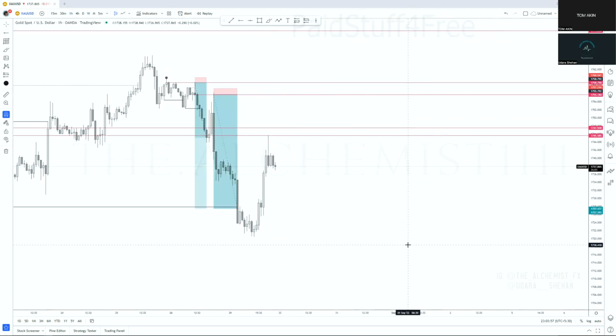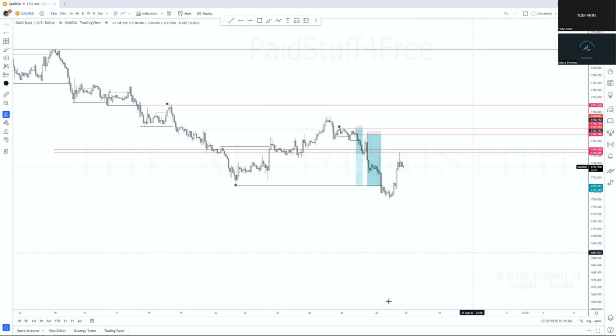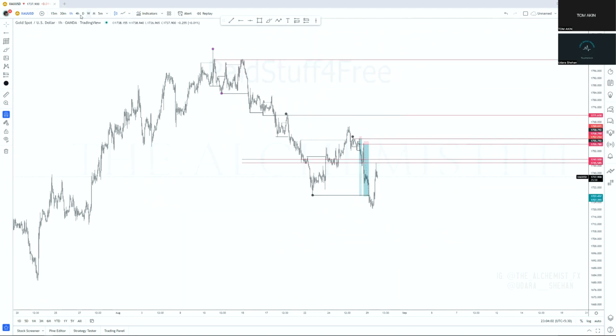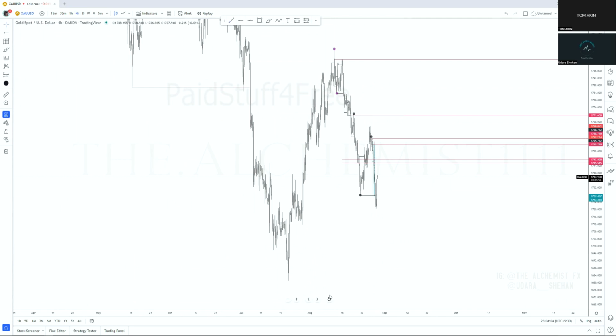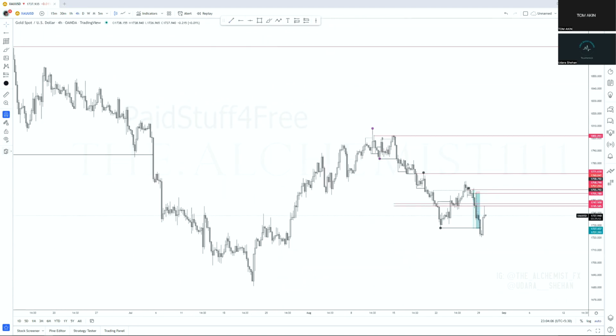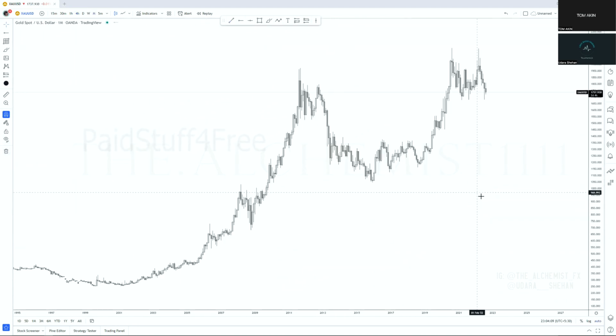Can you see that? Okay, tapped, and now it has started to fall. So this is why I told you to look into the monthly time frame every new month. Can you understand why now? See, if you did that, you would have gotten so many good trades.